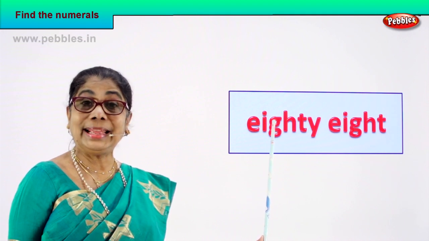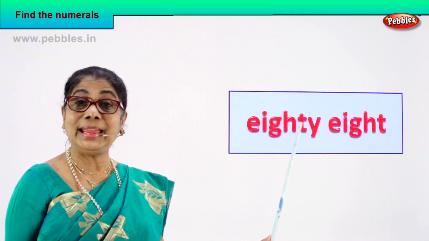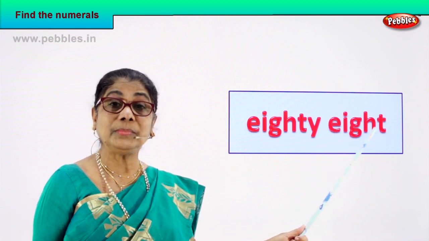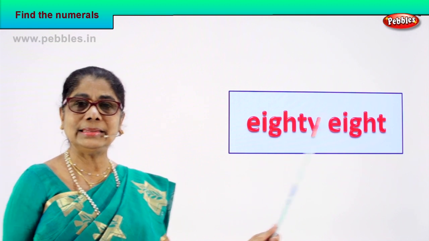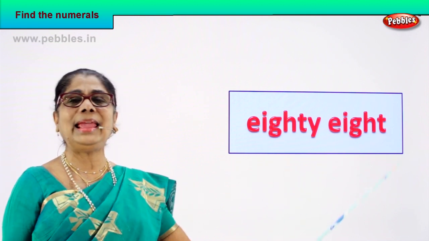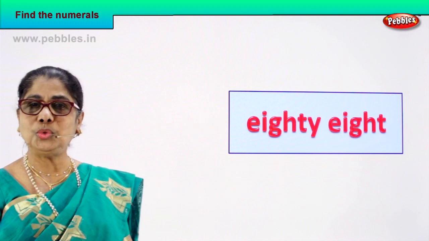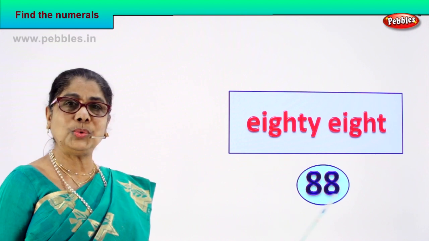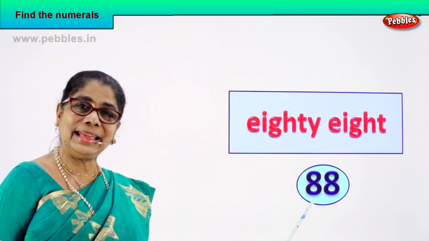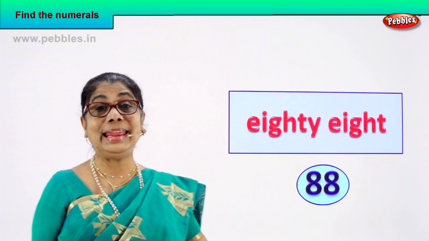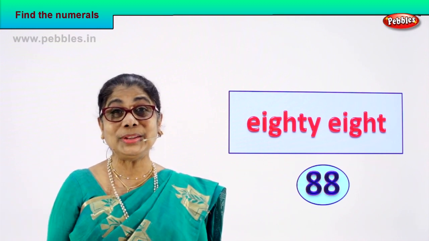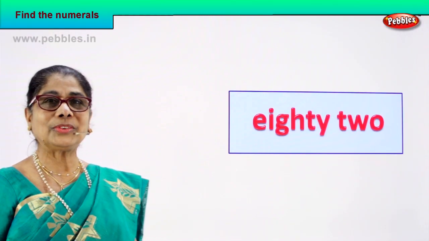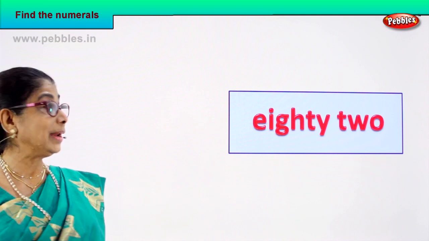Spell. Eighty 80, and this eight 8. This is 80, this is 8. 88. How do we write the numeral 88? 8 and 8, 88. Good. Did you enjoy? Shall we go to our next number name so that we can guess the numeral?